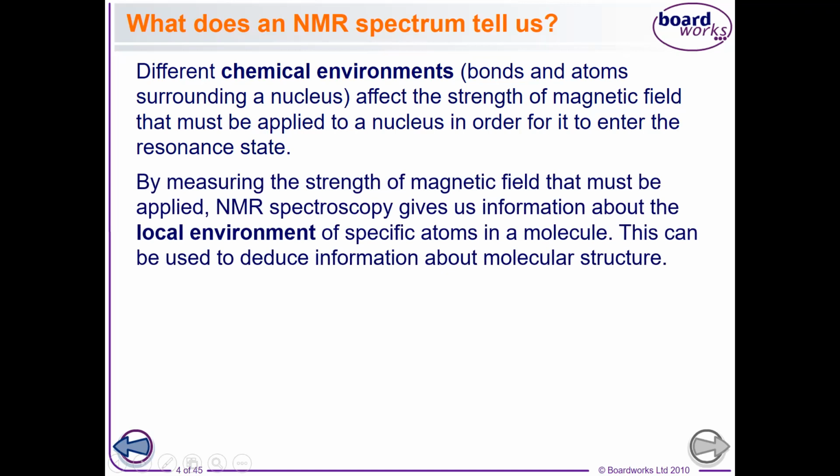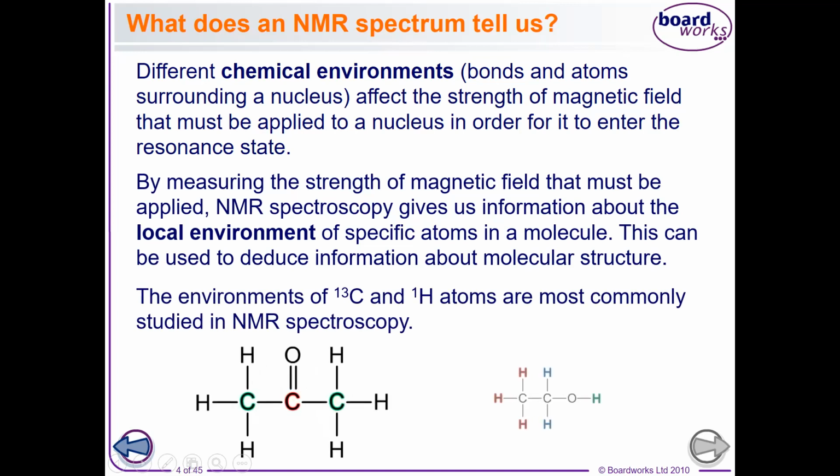If we can measure the strength of the magnetic field that needs to be applied to a particular nucleus in a molecule, then effectively we can get information about the environment of that particular nucleus. The ones we're going to look at in this unit are carbon-13 and hydrogen-1. They obviously will have spinning nuclei because they have odd mass numbers.